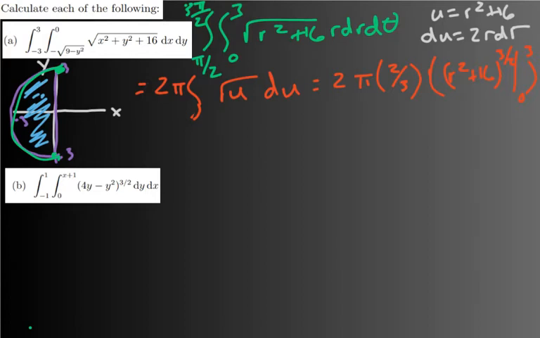Whew, there we go. So if you do that out, this is all fairly nice stuff in here. If you do that out, you'll get this. Yes, you get 244 pi all over 3. So that's a good example of one where you would want to use polar.